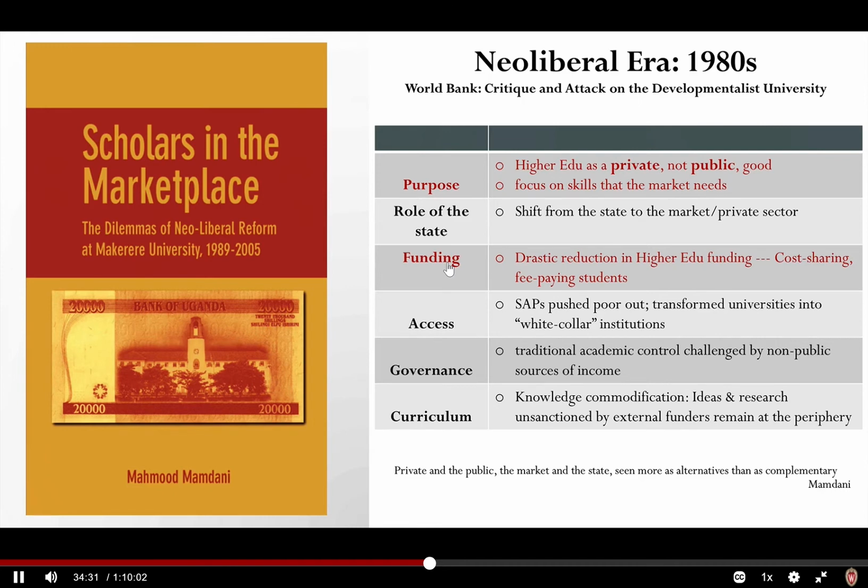Funding for higher education, there is a drastic cut of higher education funding, and what we see now is the introduction of cost-sharing approaches to funding higher education, which I'm going to talk about more in a little bit. We could also talk about the curriculum and access and so on. But I think for now, I want to limit our discussion to what we see happening in terms of the funding and the purpose of higher education.